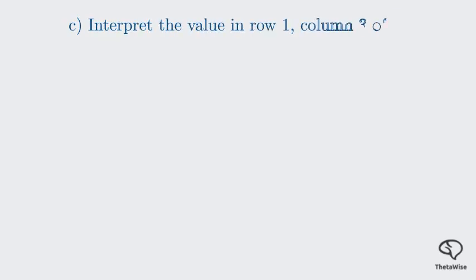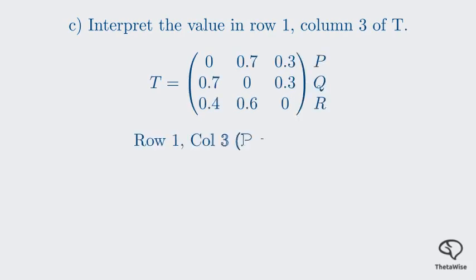Let's continue with the IB train problem, part C. We need to interpret the value in row 1, column 3 of the matrix T we just constructed. This corresponds to the entry in row P, column R. Looking at our matrix, the value in row 1, column 3 is 0.3. This value represents the probability that a train currently at station P will move to station R in its next stop. In other words, it is the one-step transition probability from P to R.